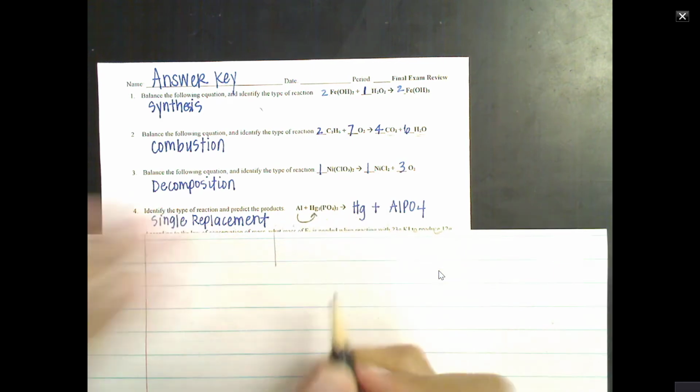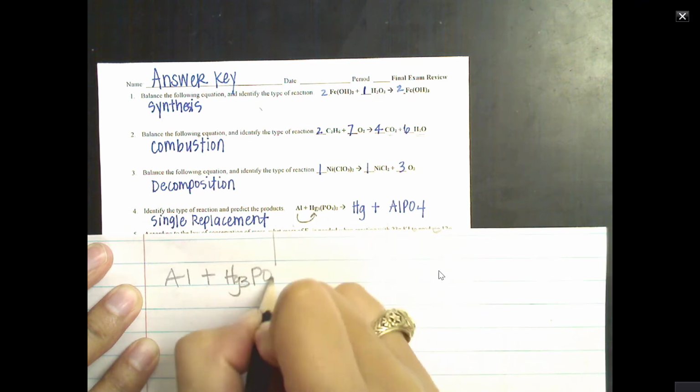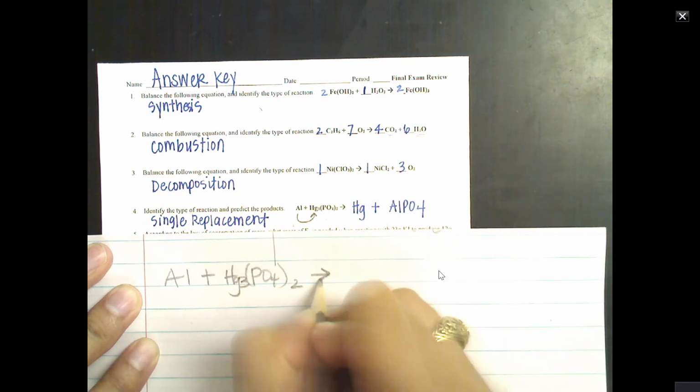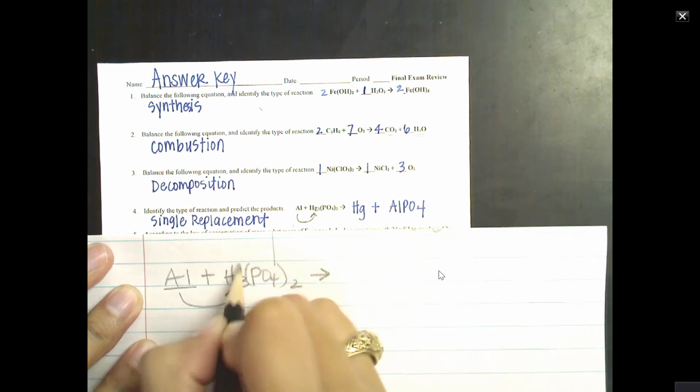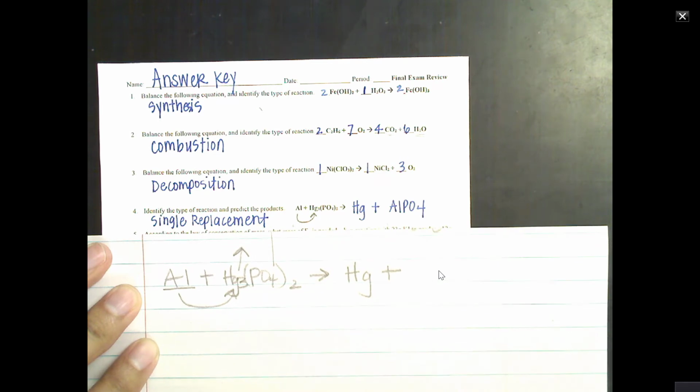So aluminum is going to replace mercury, and that's how you end up with Hg by itself. Now, how do we get this AlPO4? Because here PO4 has a 2 and some parentheses. How do you know you don't need that? Well, so I have Al plus Hg3, PO4, parentheses 2. This aluminum is going to replace the Hg, so we know Hg is going to be by itself. Now we have to figure out how are Al and PO4 going to fit together.